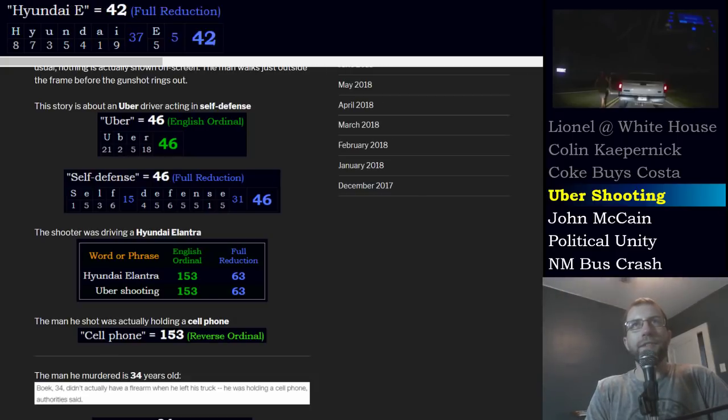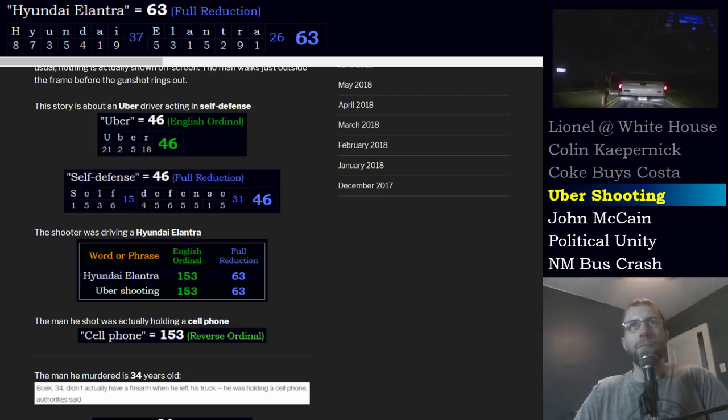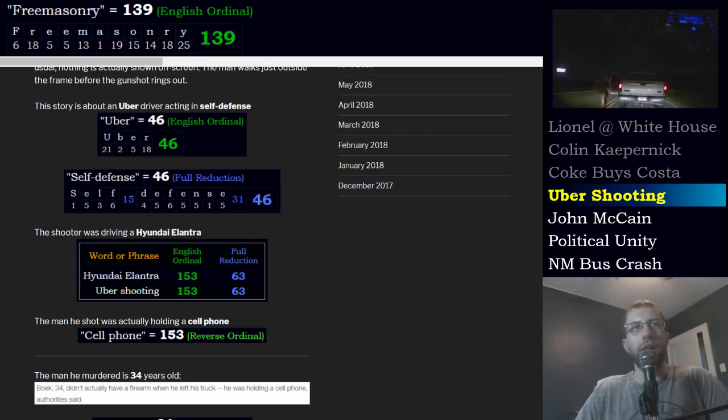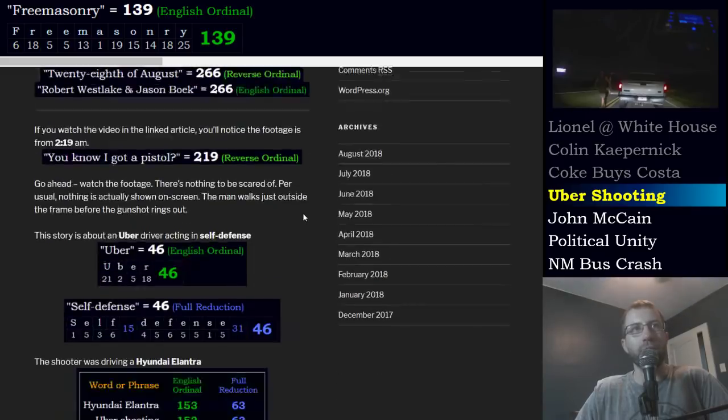I also found it interesting that they said the guy who shot him was in a Hyundai Elantra, which sums to 153 and 63, the same as Uber shooting. The guy he shot was just holding a cell phone, which sums to 153. Something that Zach pointed out, too, that's worth mentioning, 2:19. That's the 139th minute of the day, 2:19. And using the alphabetic order, Freemasonry equals 139. This is all, of course, a Freemasonic ritual.